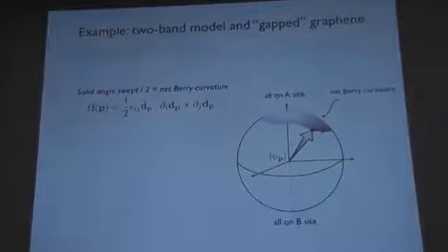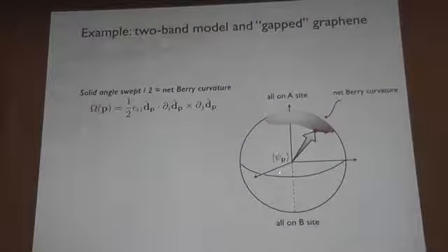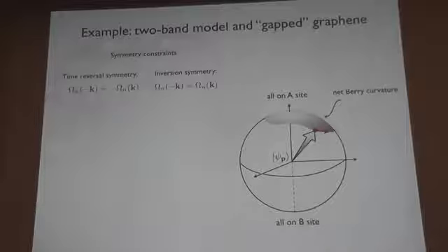I can also rewrite everything in terms of some solid angle swept. This is a useful thing. You can think of the Berry curvature as the solid angle swept by this wave function vector, the d vector of my Hamiltonian, and this whole thing here is the net Berry curvature. It's only in this two-band model that you have this. So you can think of your Berry curvature as some kind of solid angle density.